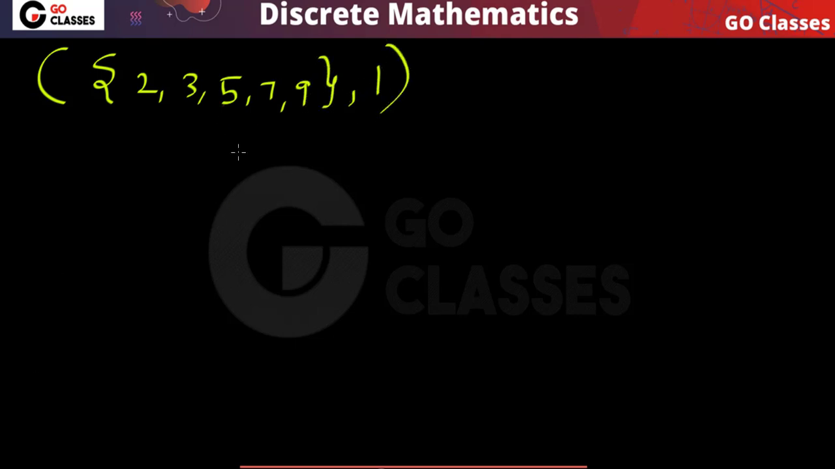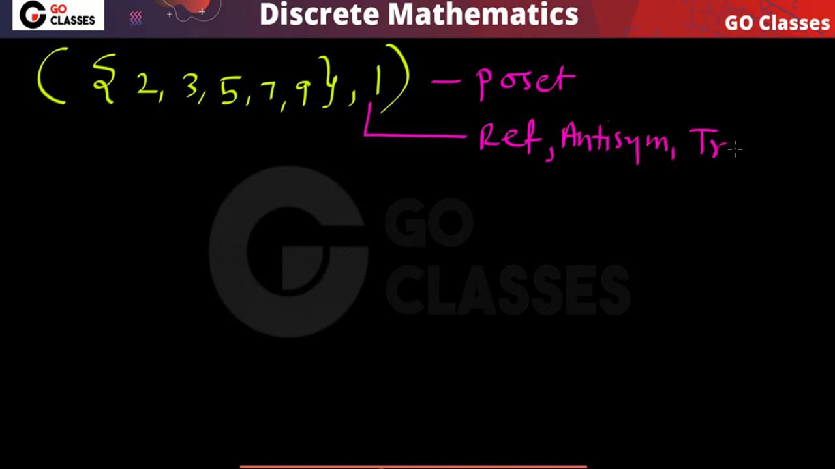Let's take another example. Let me take this example: 2, 3, 5, 7, 9. Okay, division. Now let's see, is it a poset? Yes, definitely it is a poset, because the division relation is always reflexive, always anti-symmetric, and always transitive. These three properties are satisfied by the division relation definitely. So this is definitely a poset.